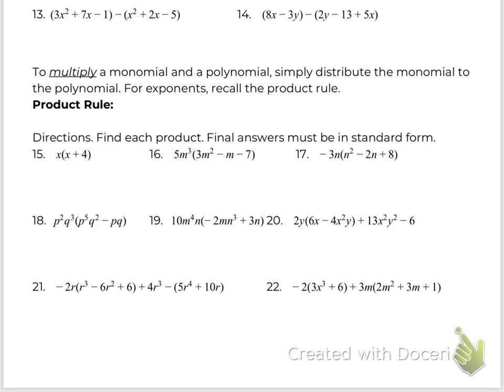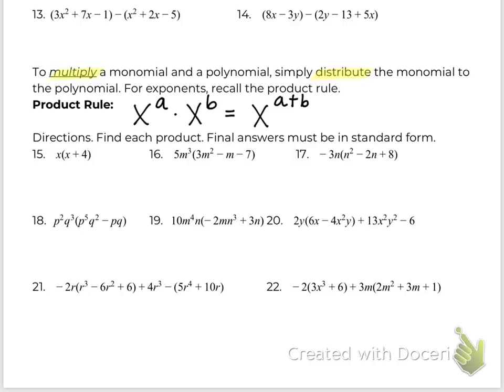Okay, so to multiply a monomial and a polynomial, simply distribute the monomial to the polynomial. For exponents, recall the product rule. So remember the product rule here, when we're saying like x to some power, let's say x squared times x to the third, remember we add 2 plus 3? So it'd be like x to the 5th. So when we're multiplying two of the same variables, like x, and they're raised to some power, we just add those powers together.